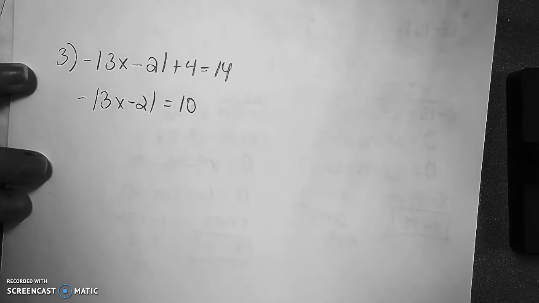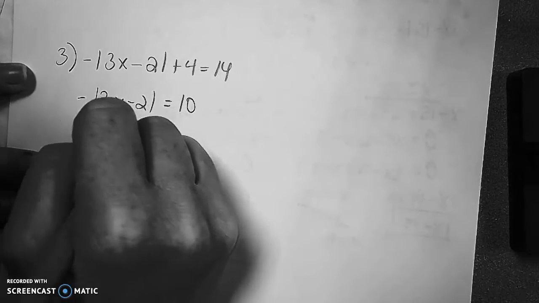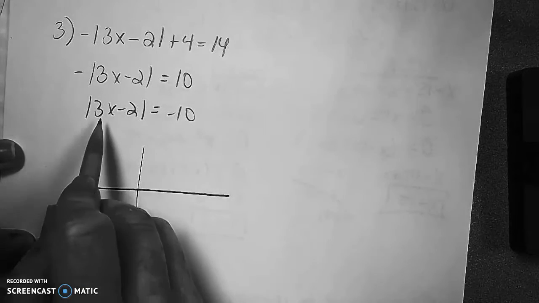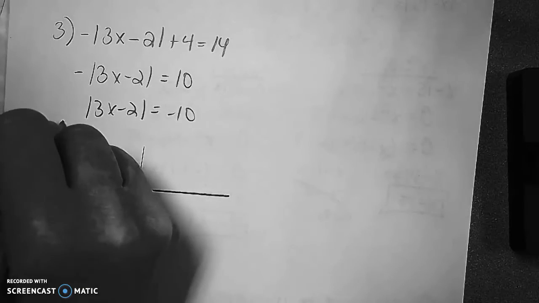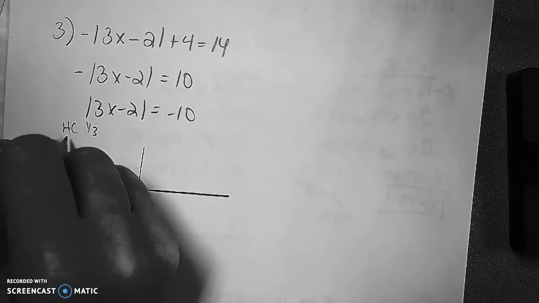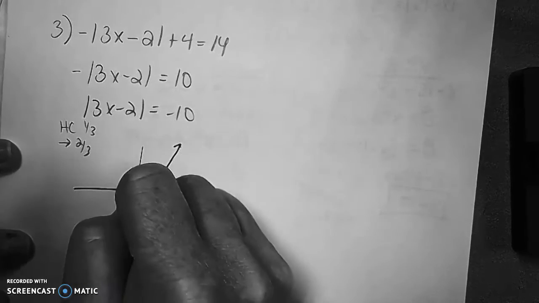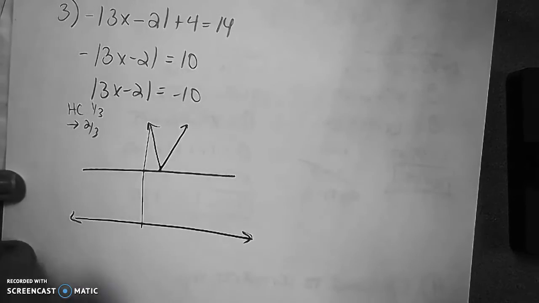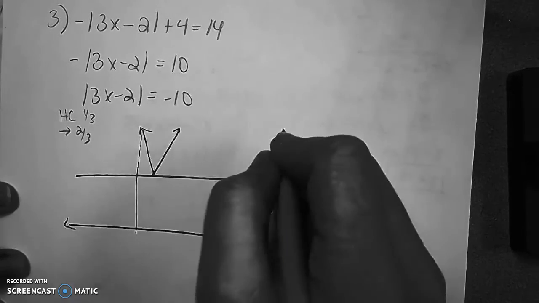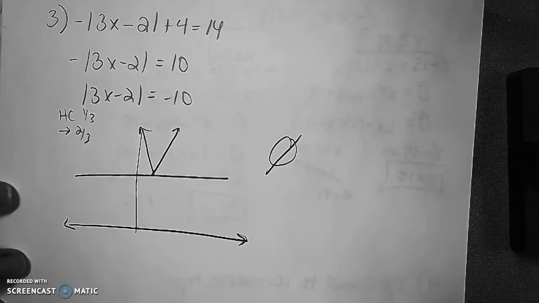I did have a couple people ask about number 3. So we're going to consider number 3 graphically here for just a moment. I'm going to subtract 4 and then divide by a negative. Okay, so I want us to think about this graph. This absolute value graph will be horizontally compressed by 1/3, and then it will be moved right 2/3. So it looks something like this. You're trying to find where it equals negative 10. Well, that's a horizontal line down here at negative 10. We can see graphically it should be no solution.